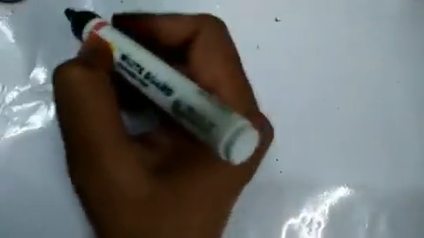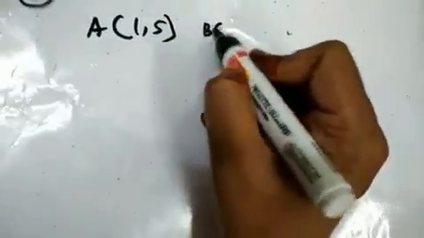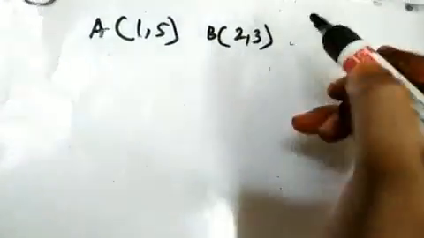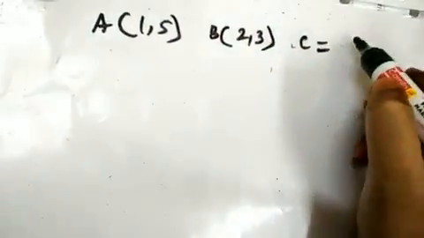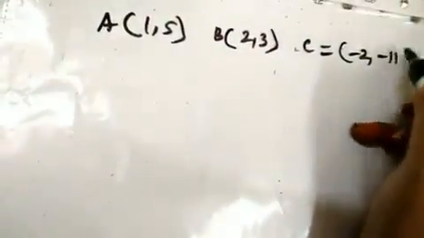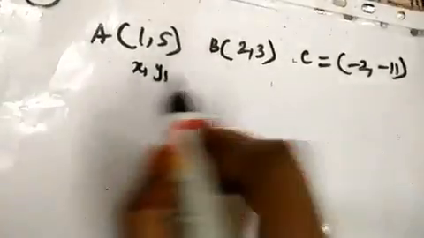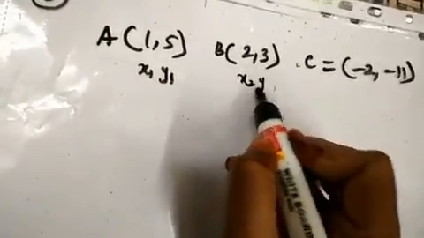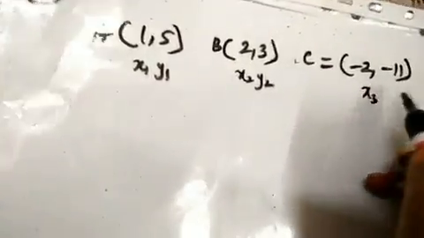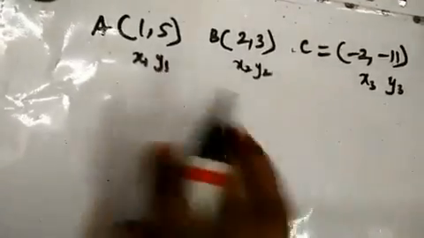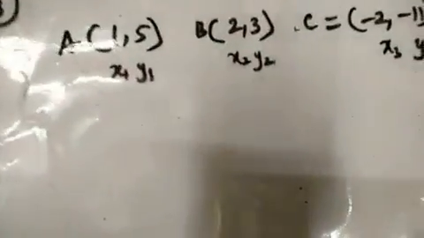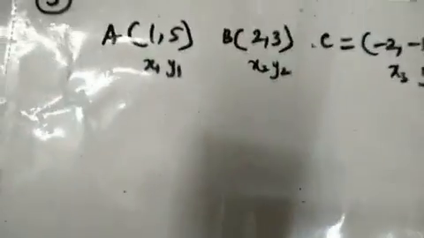In question number 3, what 3 points are given? Let us write. What is the first step? Always give name to the point. I am giving name as A, 1, 5. Second point I am giving as B, 2 comma 3, C as the third point minus 2 comma minus 11. Now second step will be give names to them. First point as x1 y1, second point as x2 y2, and third point as x3 y3. Okay. Now first we will write the condition there.